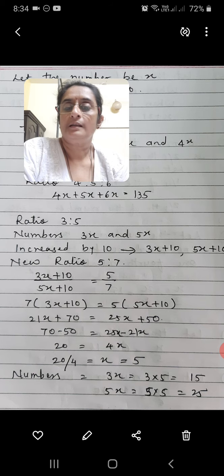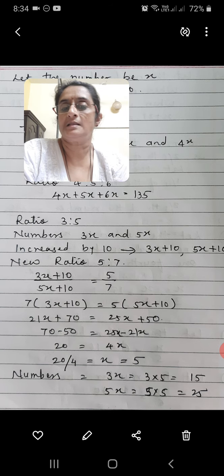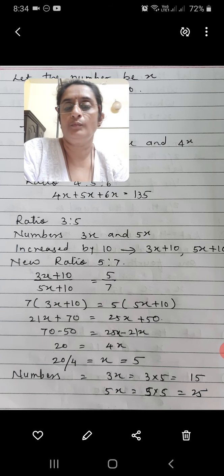Now both the numbers, this 3x and 5x, are increased by 10. So how are you going to increase? Add 10 to each. So 3x plus 10 is the first number, and the second number is 5x plus 10. So we got the new numbers, the increased ones. Now when you add, the ratio is going to change. It won't be the same as 3:5. So the ratio becomes 5:7 when you add 10 to both the numbers.